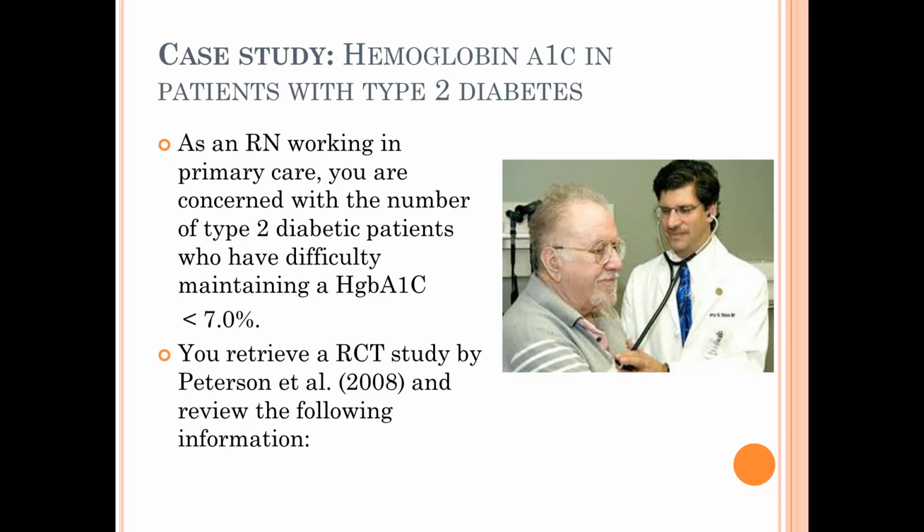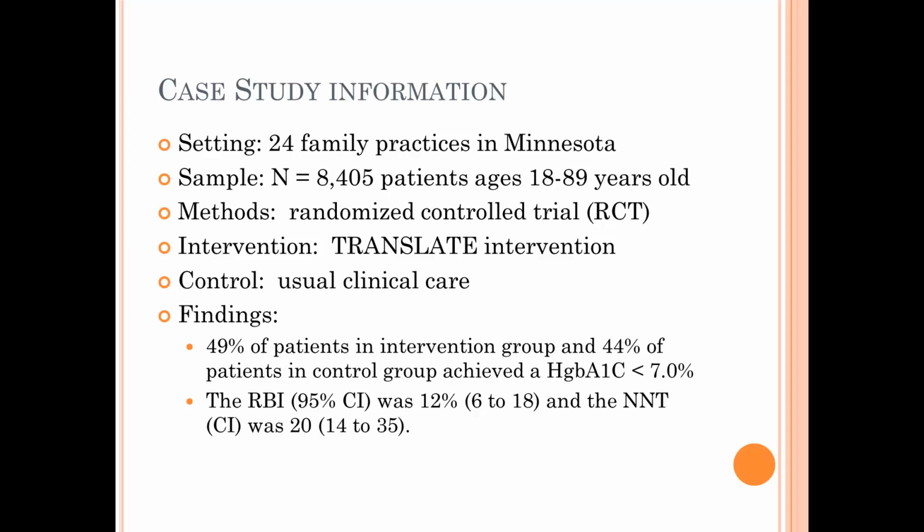So looking at a case study of evidence-based practice, a nurse is wondering, what should we do in terms of helping patients who have type 2 diabetes? The RN's working in primary care, and she sees that she's got quite a few patients who are having a hard time keeping their hemoglobin A1Cs under 7%. So she takes a look back at some research and finds a study that looks at that, and the study was about 24 family practice groups in Minnesota. They had over 8,000 patients between the ages of 18 and 89 in the study.